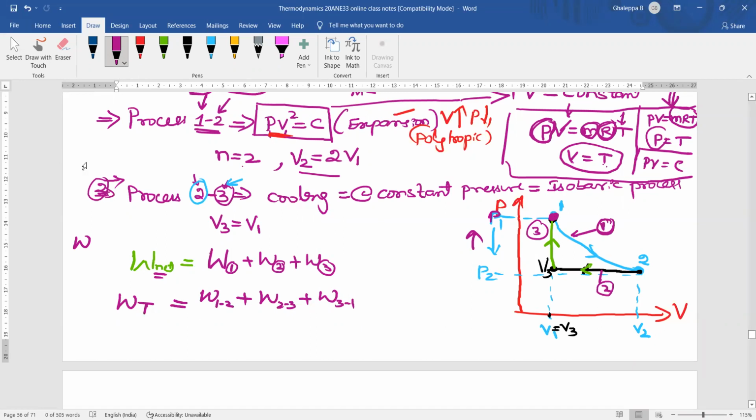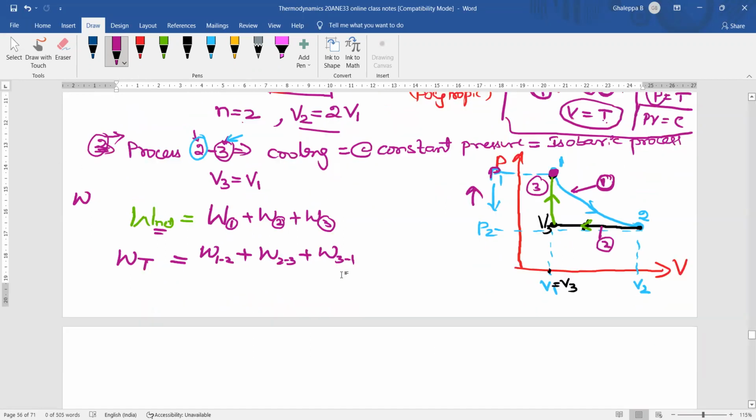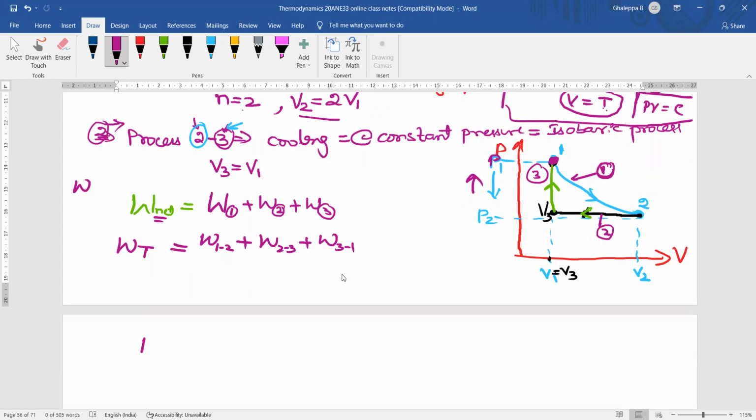Now we will calculate individually. So W1 to 2. What is the expression for W1 to 2? Tell me, what is the equation?